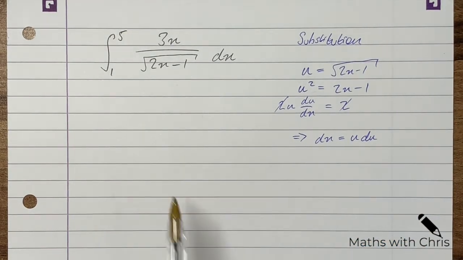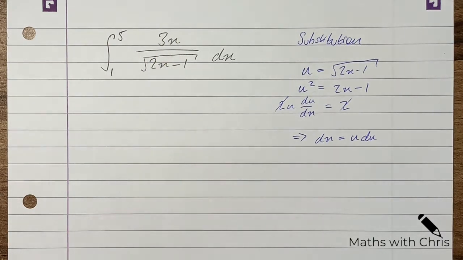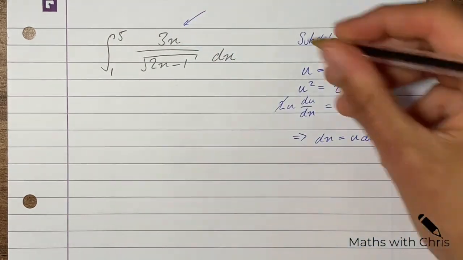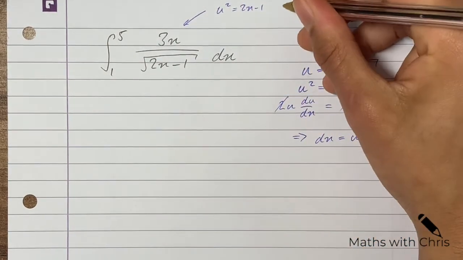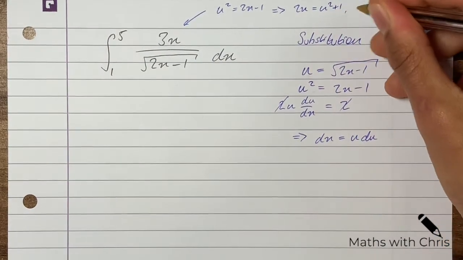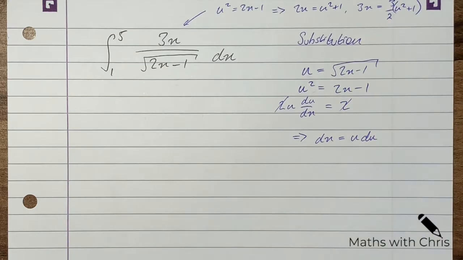Now we also need to rearrange the inside of the integral, so we've already got the bottom, so this is going to be all over u. Now we need to make 3x, so 3x, how can we arrange that? Well, we know that u squared is 2x minus 1, so that means that 2x is u squared plus 1, so 3x must be 3 over 2 times u squared plus 1, since we're just multiplying both sides by 3 over 2.